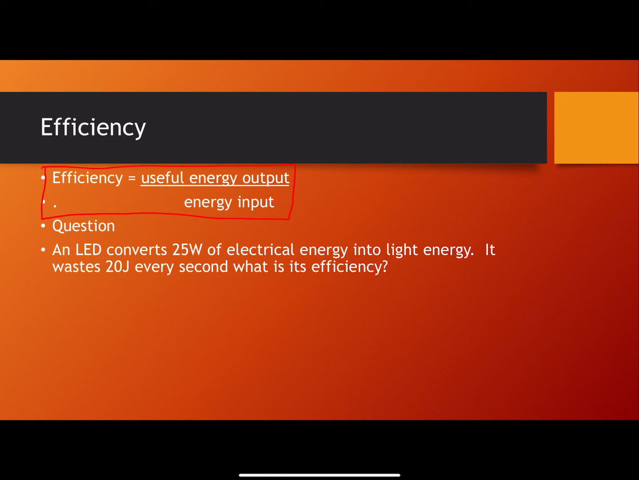So a question. An LED converts 25 watts of electrical energy into light energy. It wastes 20 joules every second. What is its efficiency? And I'll just pause for a second. You can pause the video here and have a go at doing the question. It's out of 4 marks and see how many of the 4 marks that you get.